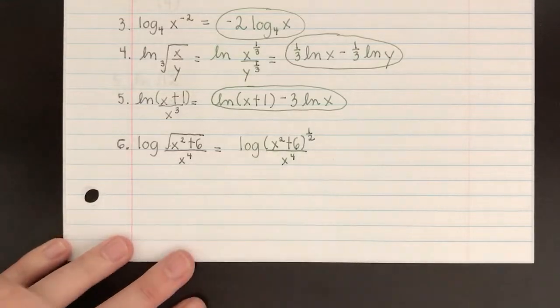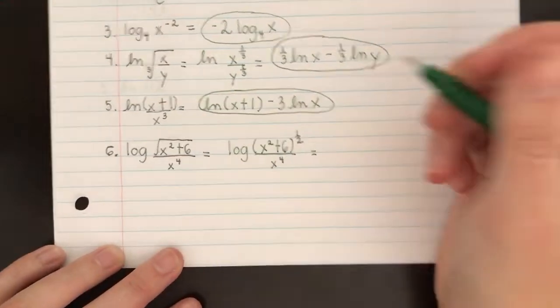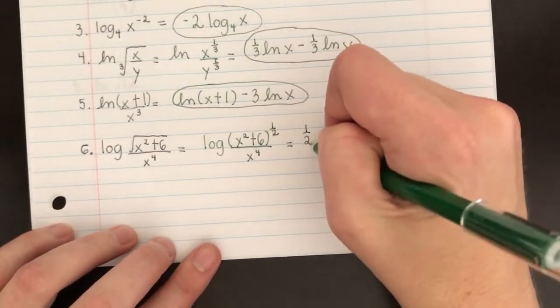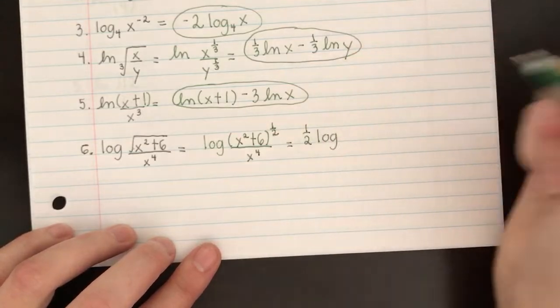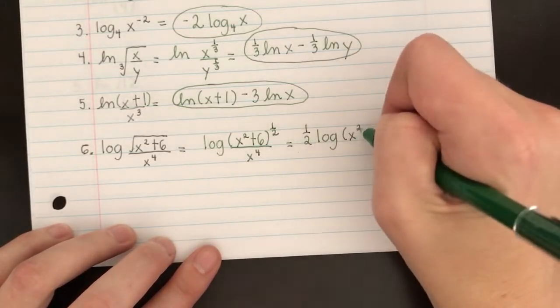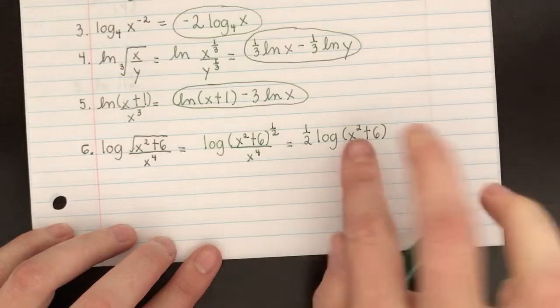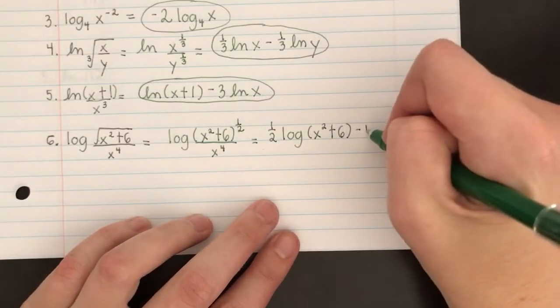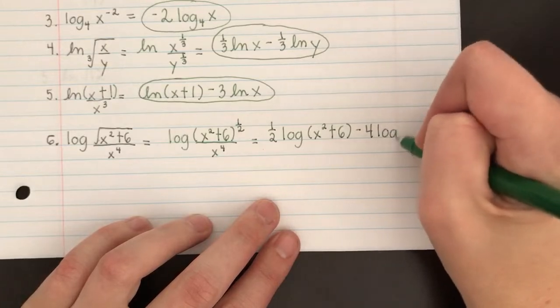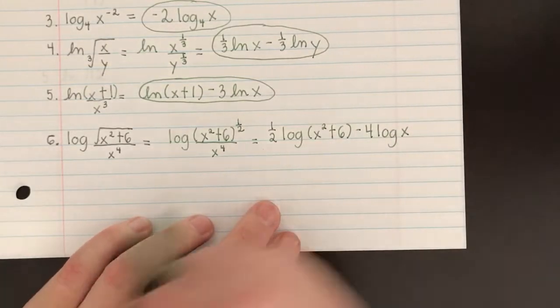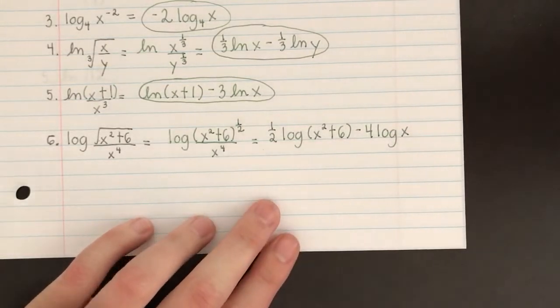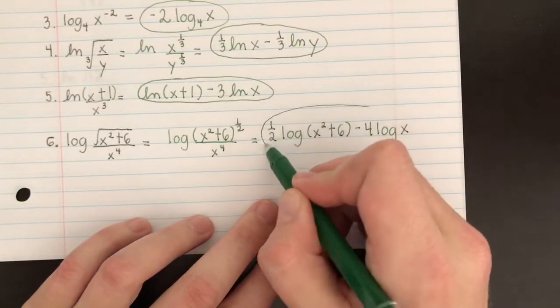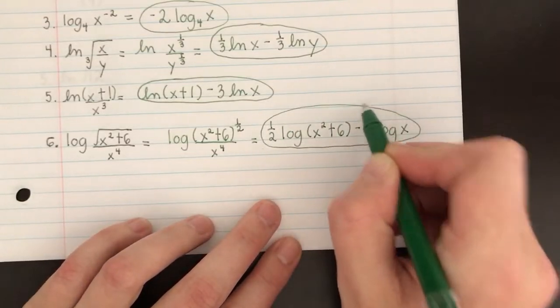That didn't get affected. So then now you will say 1/2 log of x squared plus 6, cannot break that up, stays together inside, minus 4 log x. Brought that power of 4 in front. That's it for your expanding.